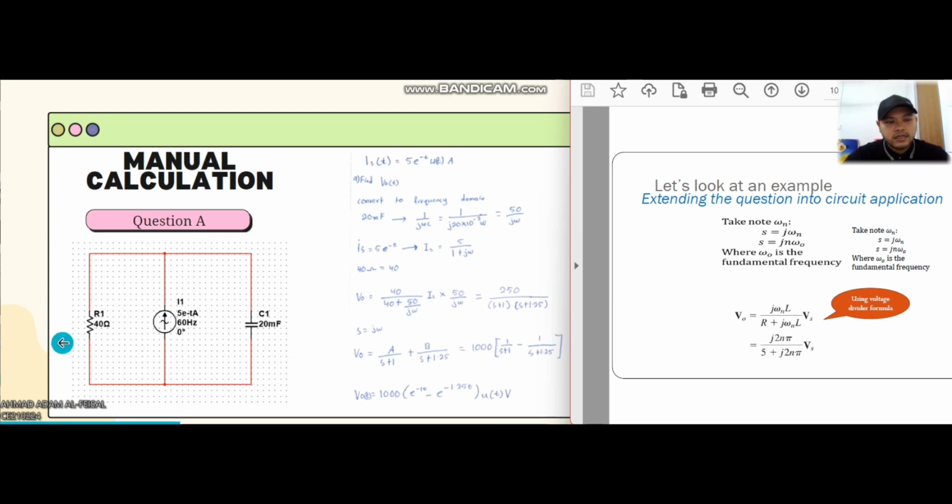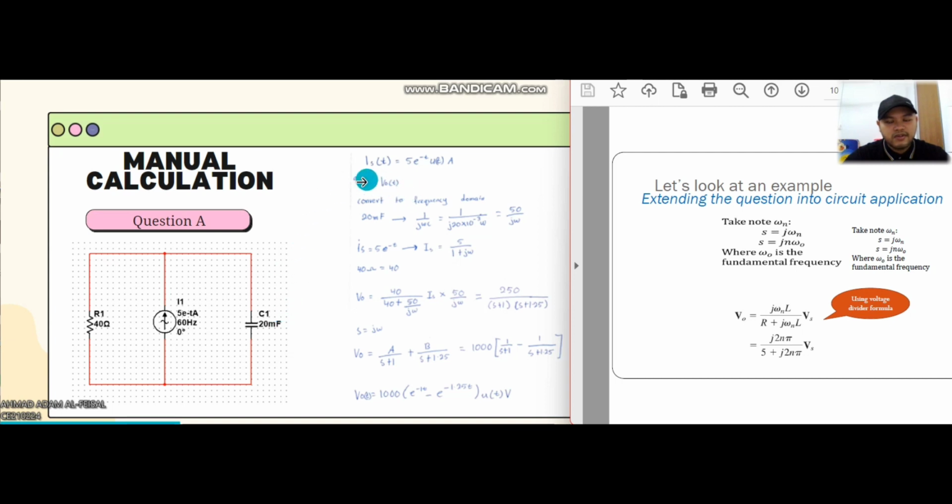Today I'll be presenting the manual calculation for question A. In the circuit, there is a resistor of 40 ohm and an independent current source, which is 5 exponent negative t, and the capacitor is 20 microfarad.